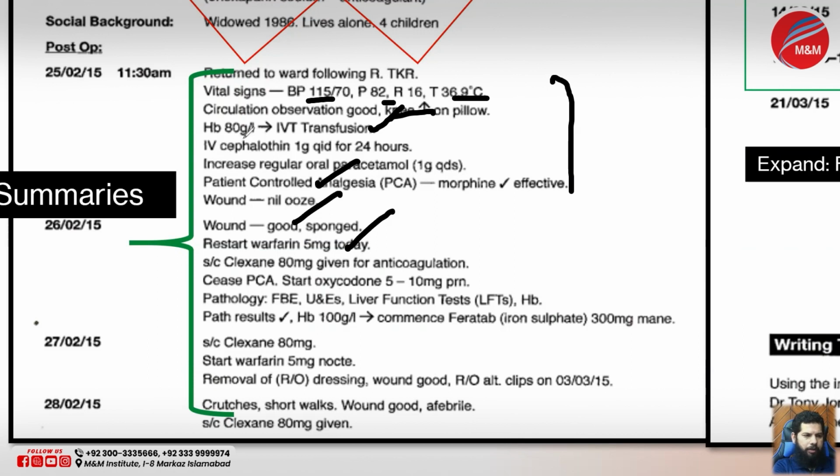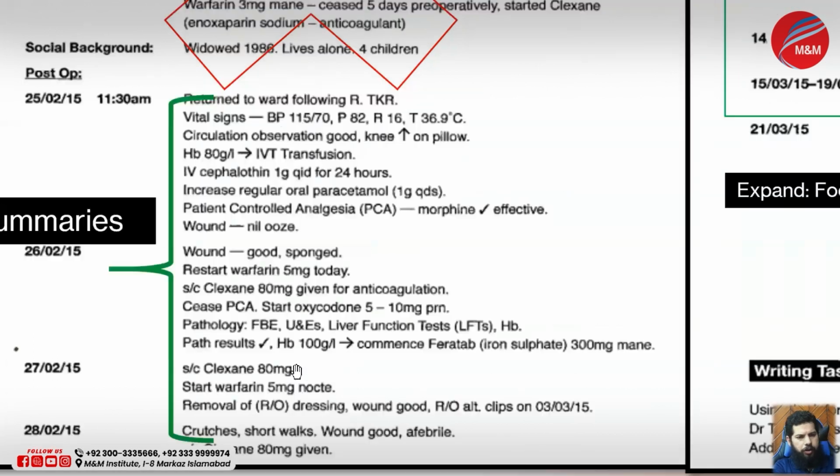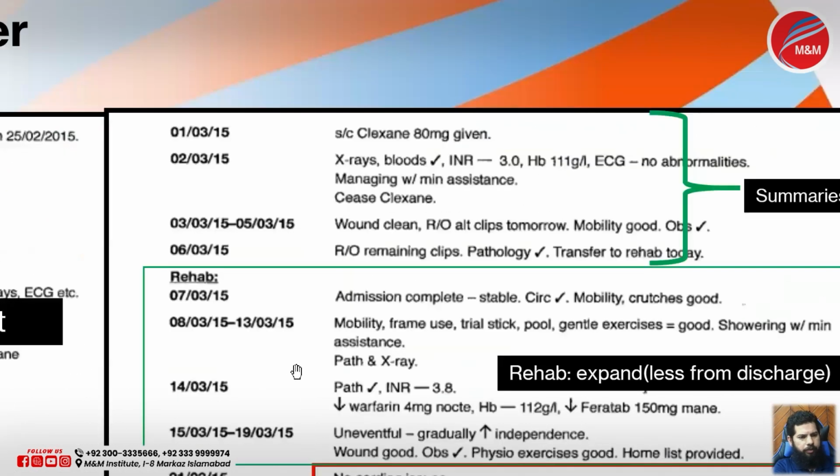I'll be showing you the sample that has been written by the M&M, so that we have an idea about that. So in this letter, BP and all these things can be written in simple words, either vitally stable or he had an uneventful ward stay. Afterward, you can see this is again the ward stay. We will be covering this in summary form.